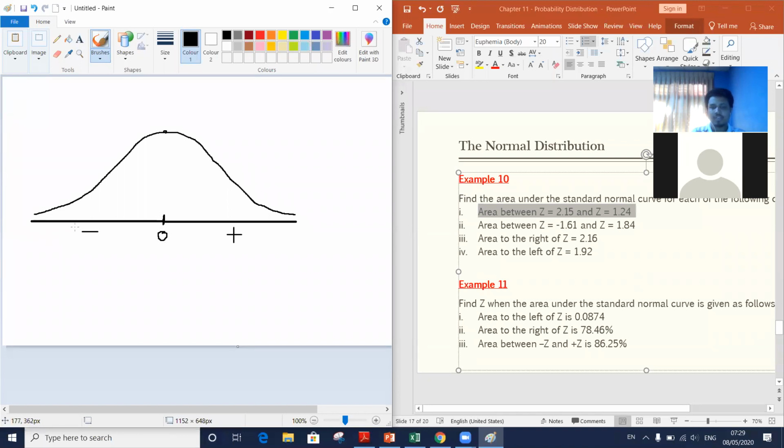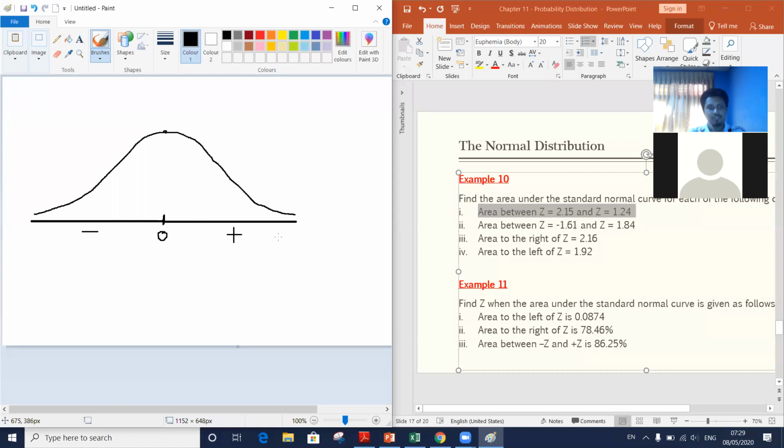To the left of that point, the Z value should be negative. To the right hand side, the Z value should be positive. This is like a number line, say -4, -3, -2, -1, 0, 1, 2, 3, 4, going along like that.